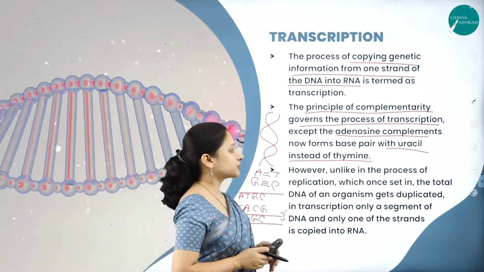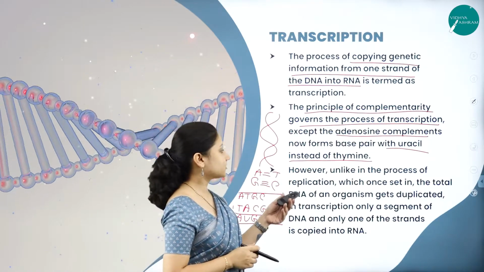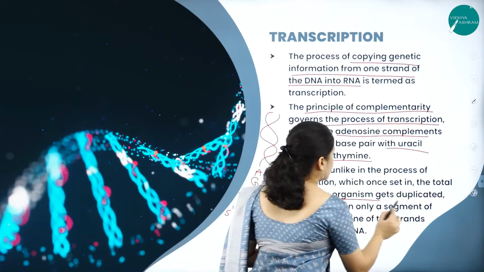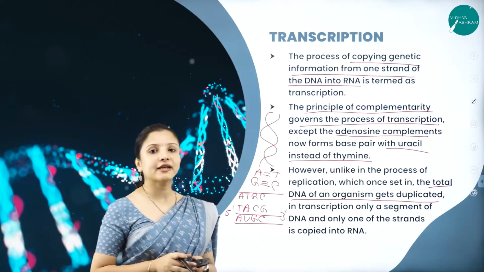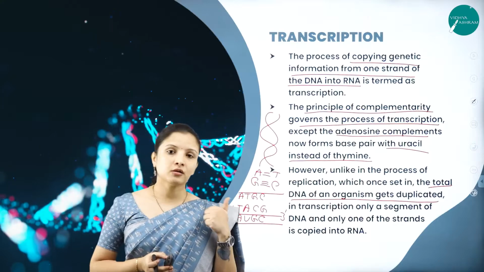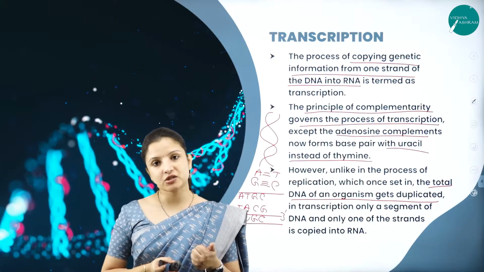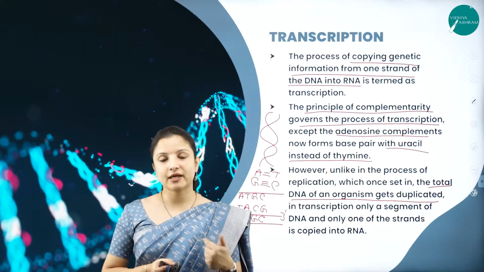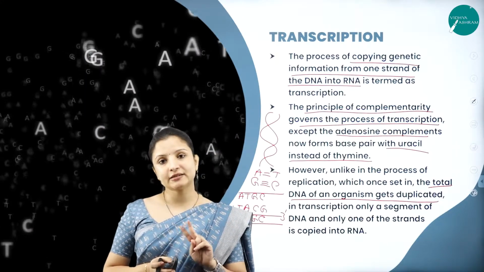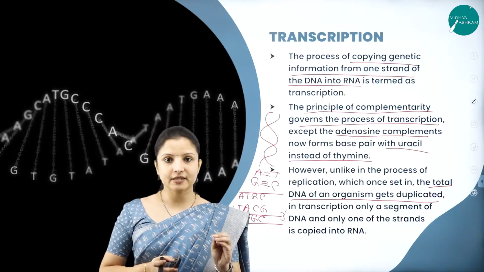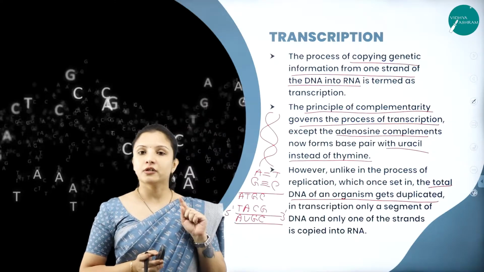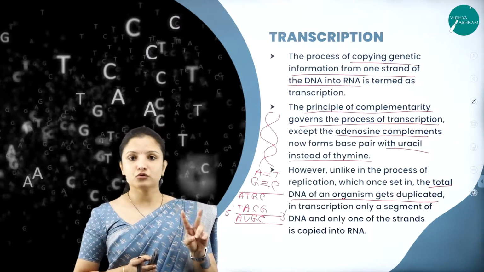However, unlike the process of replication, wherein the total DNA of the organism participates and gets duplicated, in the case of transcription, the total DNA will not get duplicated. If you remember, or you can go back and watch the previous session of this chapter wherein we learnt about replication, I had mentioned that in replication the strands will unwind, and those two strands, which are called the template strand or the parental strand, will participate in the process of replication, wherein to each of these template strands the daughter strands will be formed, and therefore two DNAs will be formed.